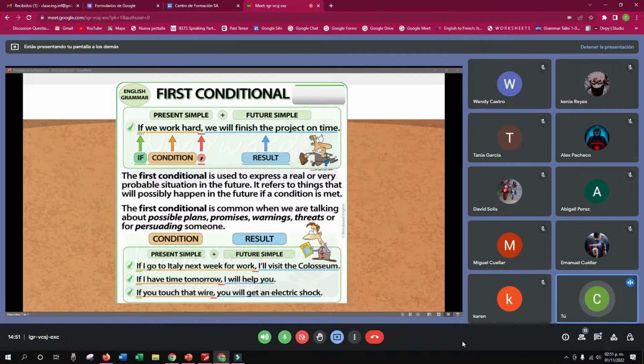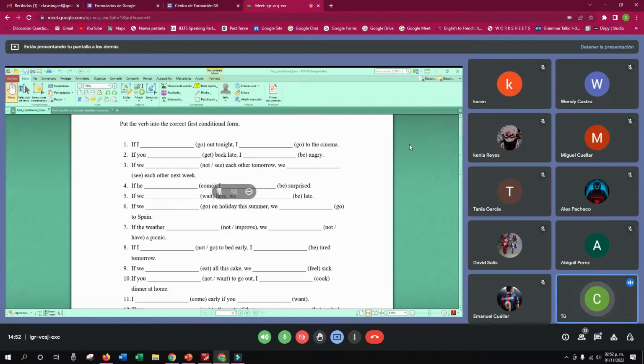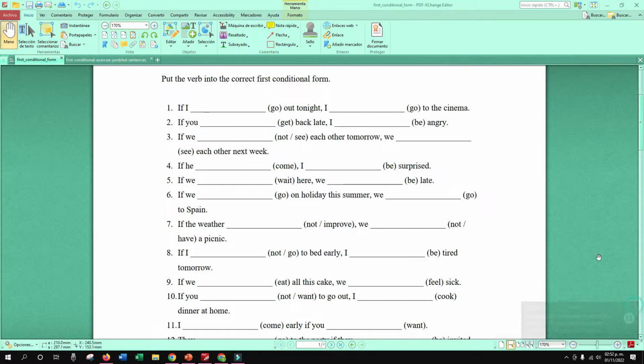Perfect. So guys, right now we're going to do the first exercise, right? So, let me share that. Okay, there you have the first example or exercise, right? Put the verb into the correct first conditional form, right? So, let's try to do the number one together. If you remember, in the first or in the if sentence, you are going to use what?